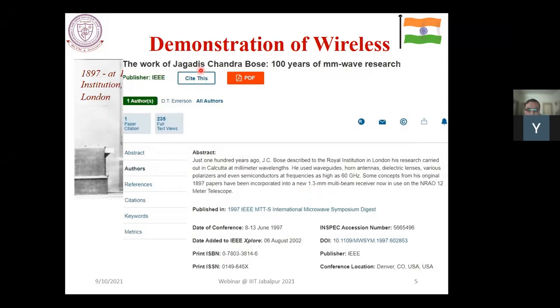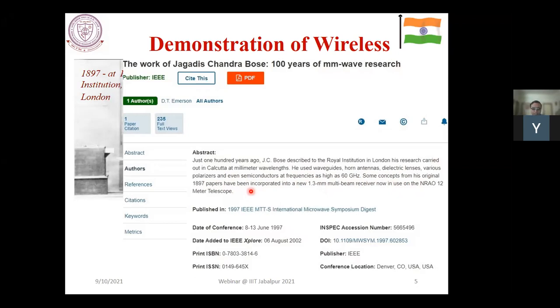Of millimeter wave research, and you can read the abstract that was written: the work was carried out in Calcutta at millimeter wavelengths. He used waveguides, horn antennas, dielectric lenses, various polarizers, and even some concepts from his original 1897 papers have been incorporated into a new 1.3 millimeter multibeam receiver now in use on the NRAO 12 meter telescope.